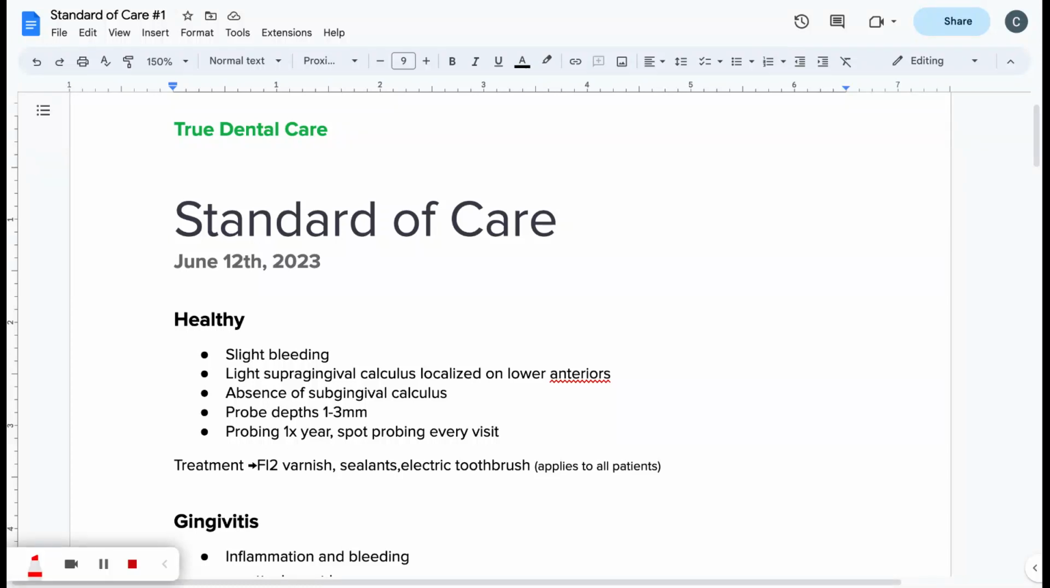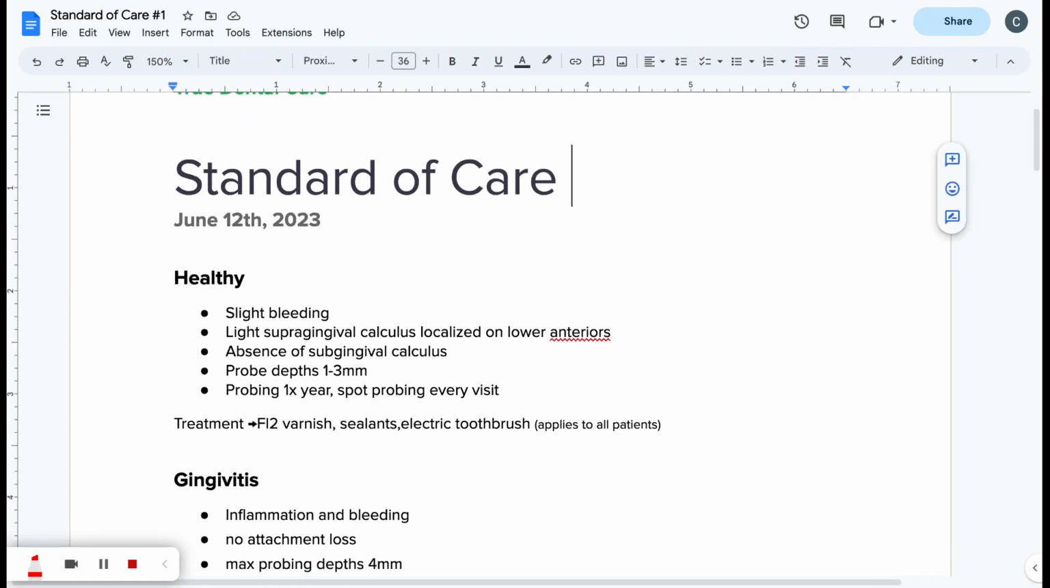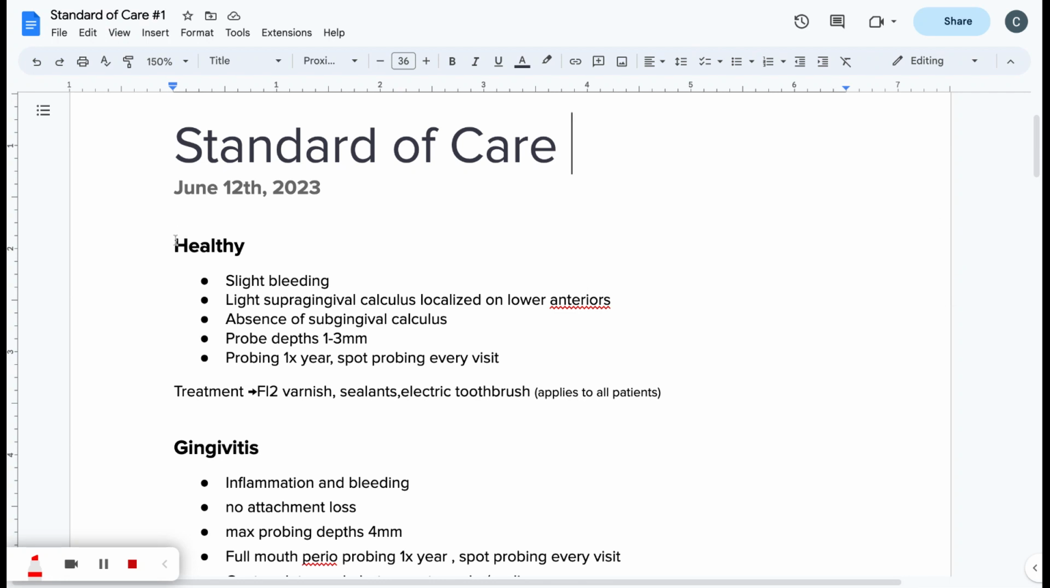Hi, I'm very happy to share with you the standard of care perio calibration document. We're going to start with our healthy patient.